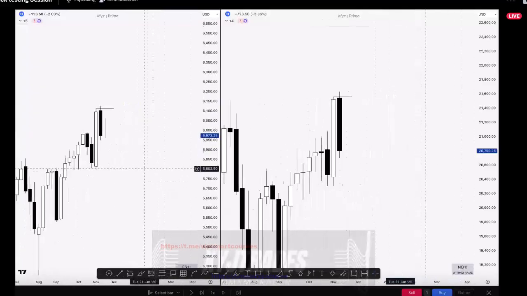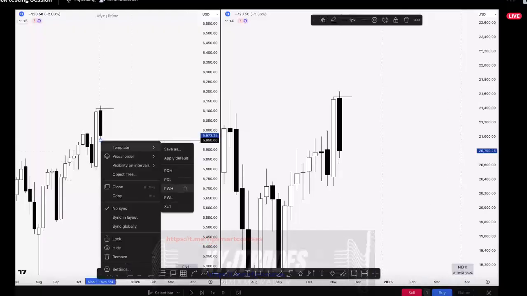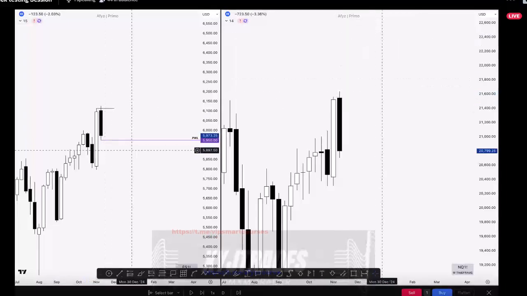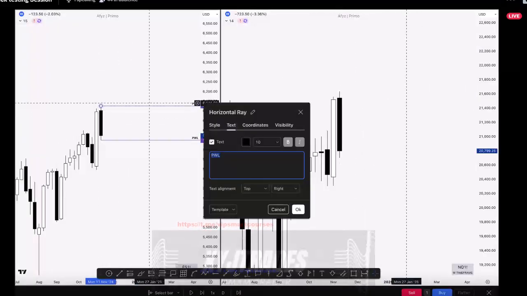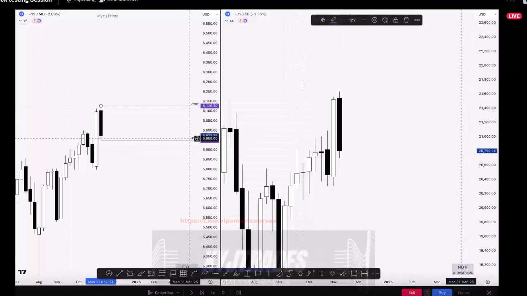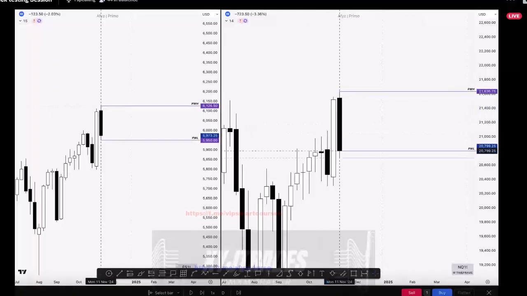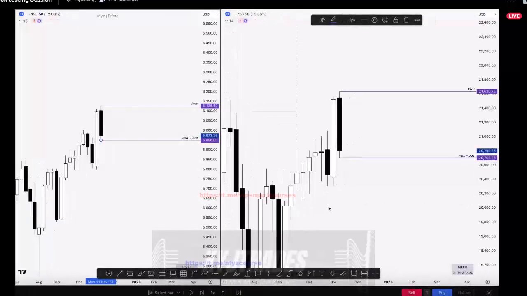So my draw on liquidity for this next week becomes the previous week low. I will also mark out the previous week high, just so I have a context of the dealing range for the week. Let's add something like this is the draw on liquidity, again, based on our higher time frame analysis. Cool, so that's our weekly chart.